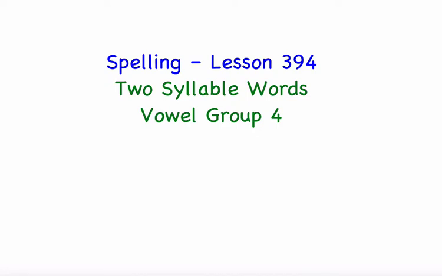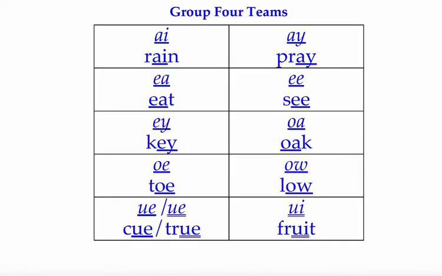We are in lesson 394, which is a spelling dictation lesson. I'm going to dictate two-syllable words, and all of these words, in one of the syllables, will have a vowel group 4 team. Let's review the vowel group 4 teams. Vowel group 4 says that two vowels joined together form a team, and the first vowel represents its long sound. So here are the teams that are vowel group 4 teams.